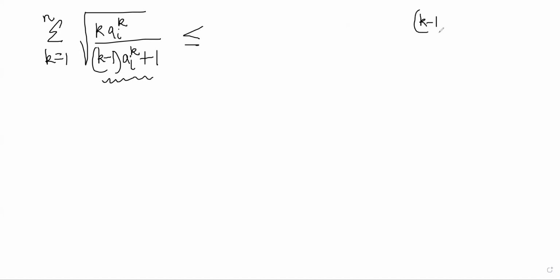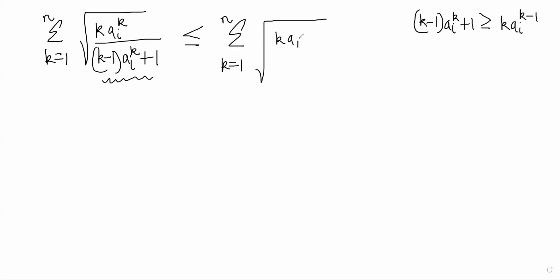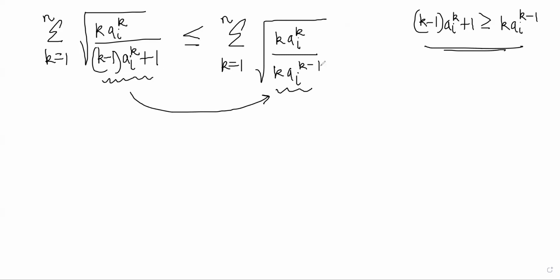Because (k−1) a_i^(k+1) is greater than or equal to k a_i^k − 1. So we are going to say now this is less than or equal to the summation k equal to 1 to n of the square root of k a_i^k by (k a_i^k − 1). I have replaced this with this and used this inequality to write this result, right? So this gets cancelled and this is equal to the summation k goes from 1 to n of root a_i, right?